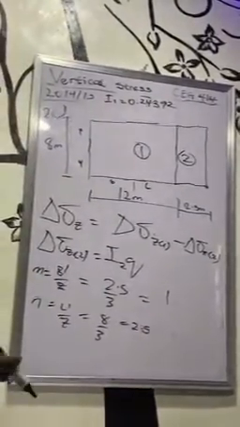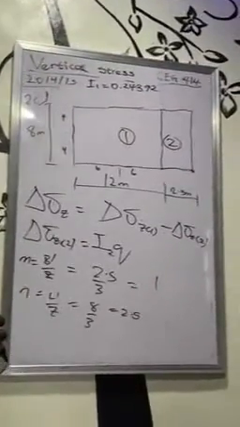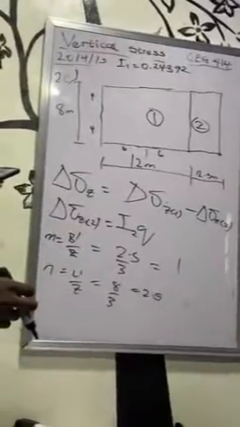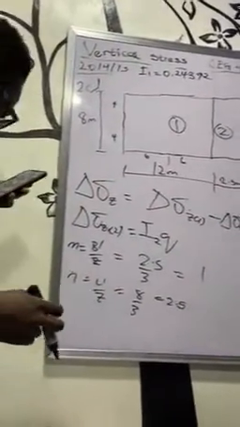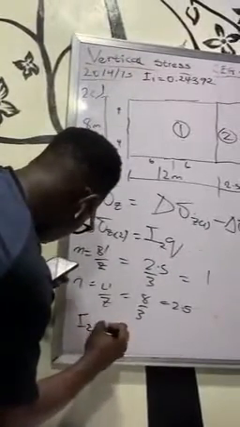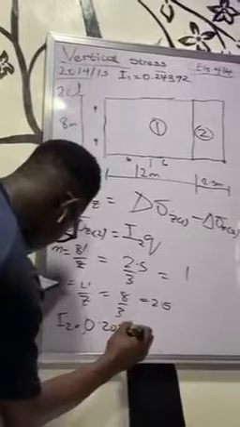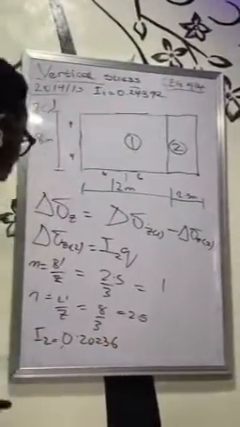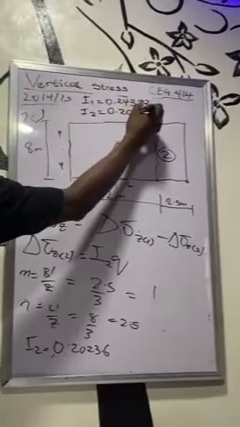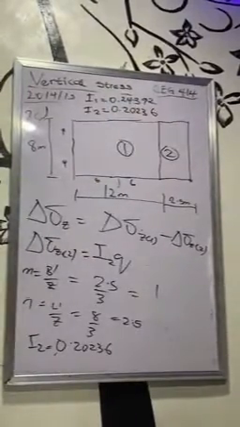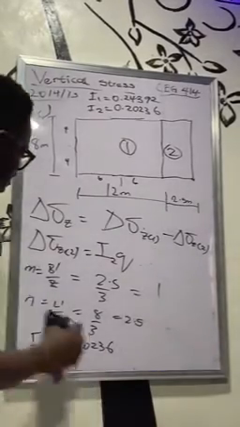So I'm checking 1 and 2.5. From the table, 1 and 2.5 gives something like I2 equals 0.20236. So I'll just keep this here. I2 is 0.20236. Yes.